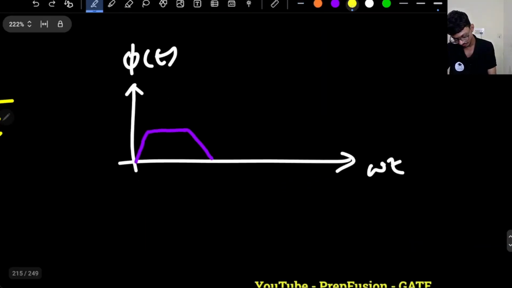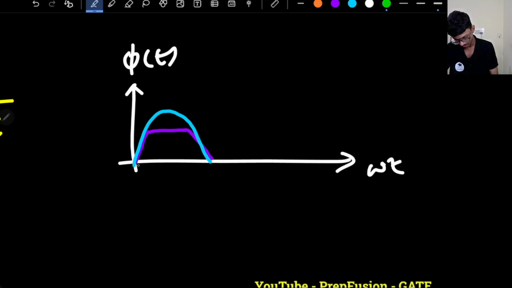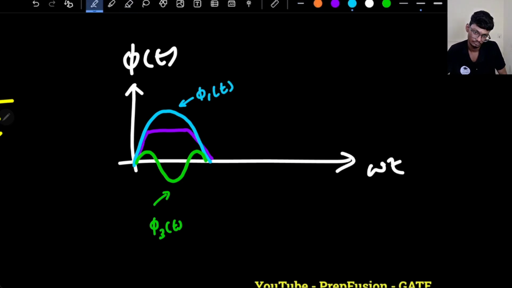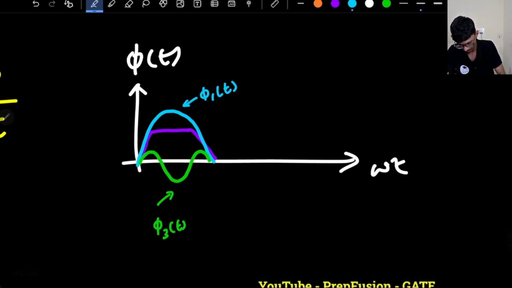So phi of t is made of two components. One is the pure component, that is this one. Another is the third harmonic component, which I guess will be this one. So this is my third harmonic component, phi 3 of t, and this is my fundamental component, phi 1 of t.